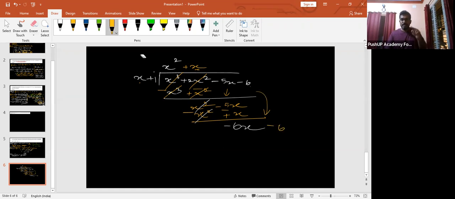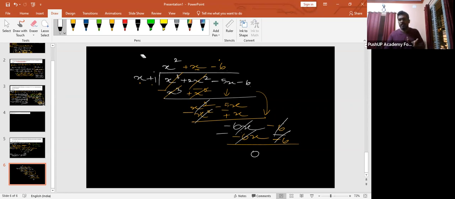Now, minus 6x is here, and here it is x. X should be multiplied with minus 6 so that you get minus 6x here. Simple. Now, minus 6 into positive 1 is what? Minus 6. Now, subtract the values. Minus 6x minus of minus 6x, they both will get cancelled, and it's a 0. Minus 6 minus of minus 6, they both will get cancelled, and it's a 0. Shazia followed it.